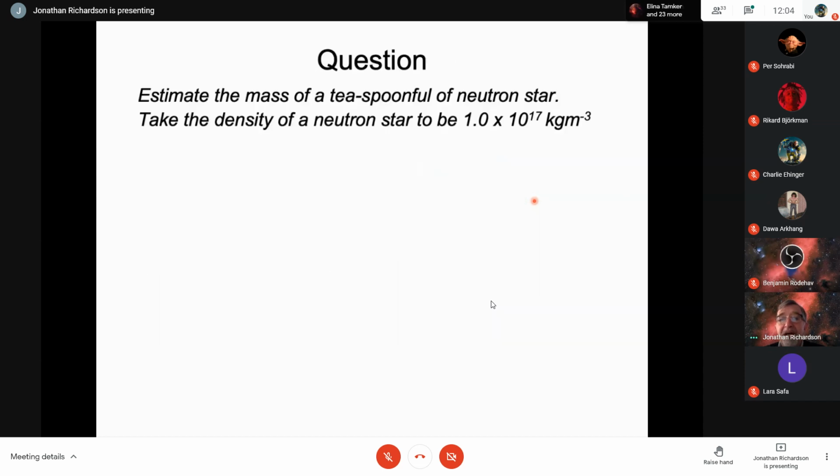Now, question. I know you've had nothing to do so far apart from listen. So a question for you. Estimate the mass of a teaspoonful of a neutron star. Take the density of a neutron star to be 1 × 10⁻¹⁷ kilograms per cubic meter, and size of your teaspoon about 2 cubic centimeters. So please now calculate the mass of a teaspoonful of a neutron star.